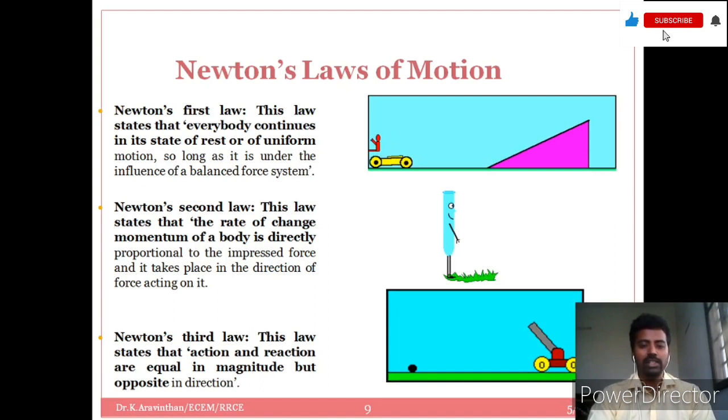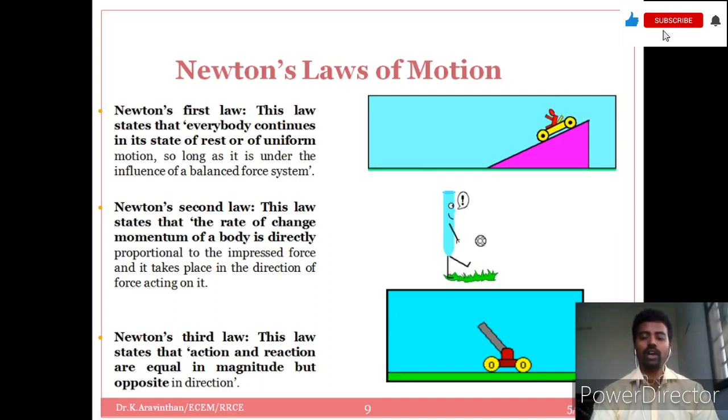And the third law states that action and reaction are equal in magnitude but opposite in direction. There is a cannon here. If the cannon is blasting, you can see that an equal and opposite reaction acts on the cannon, so that the cannon is displaced from its initial position when it is triggered. So these are examples of Newton's laws of motion.